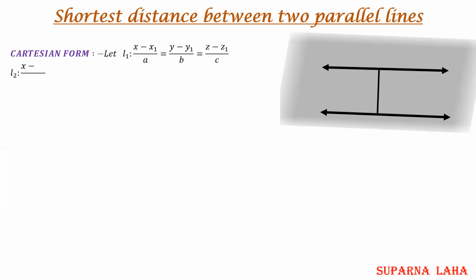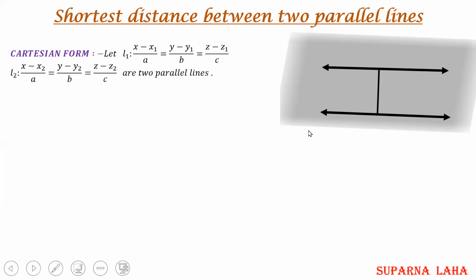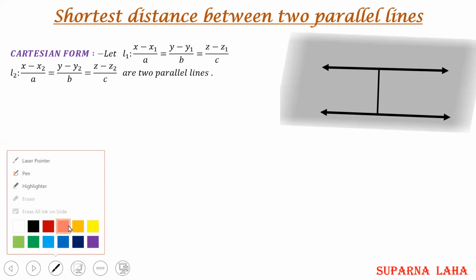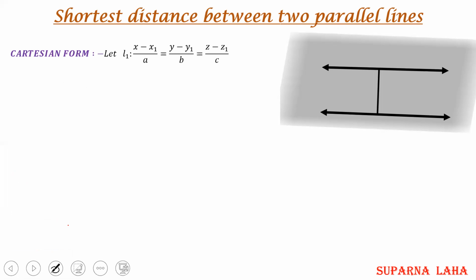So here I am taking the 2 lines L1 and L2, which are parallel to each other. If they are parallel to each other, that means their direction ratios are proportional to a, b, c, and for line L2, the direction ratios are also proportional to a, b, c. Now taking this line as L1 and this line as L2.